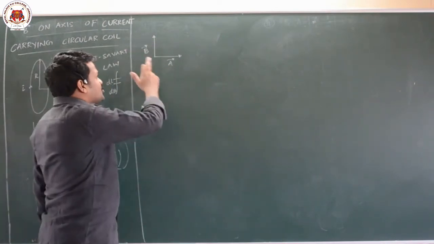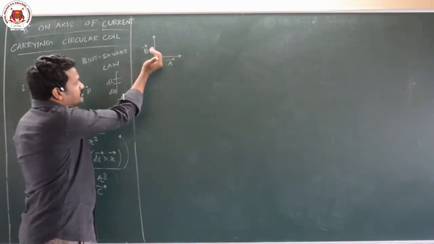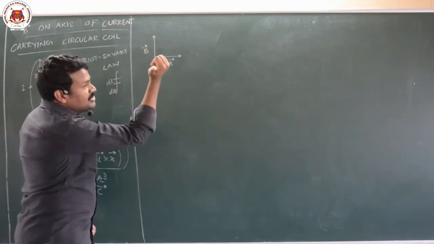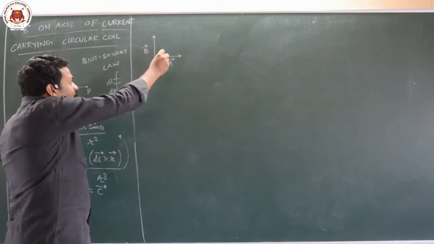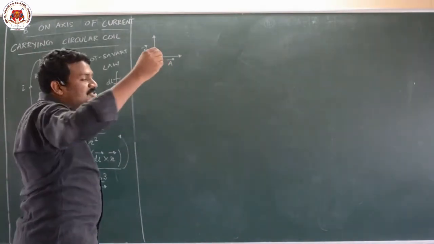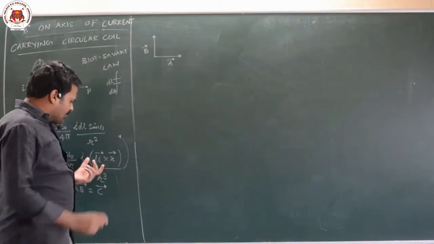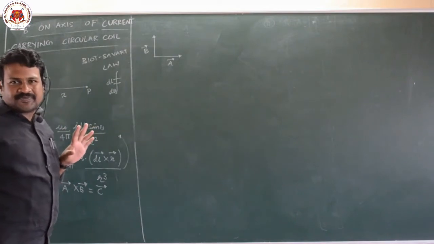Now I have drawn these two on the plane of the board only. Now find A bar cross B bar. A bar cross B bar will give C bar, which is in this direction. Or you take a screw, rotate from A to B like this. This is the direction of A bar cross B bar.